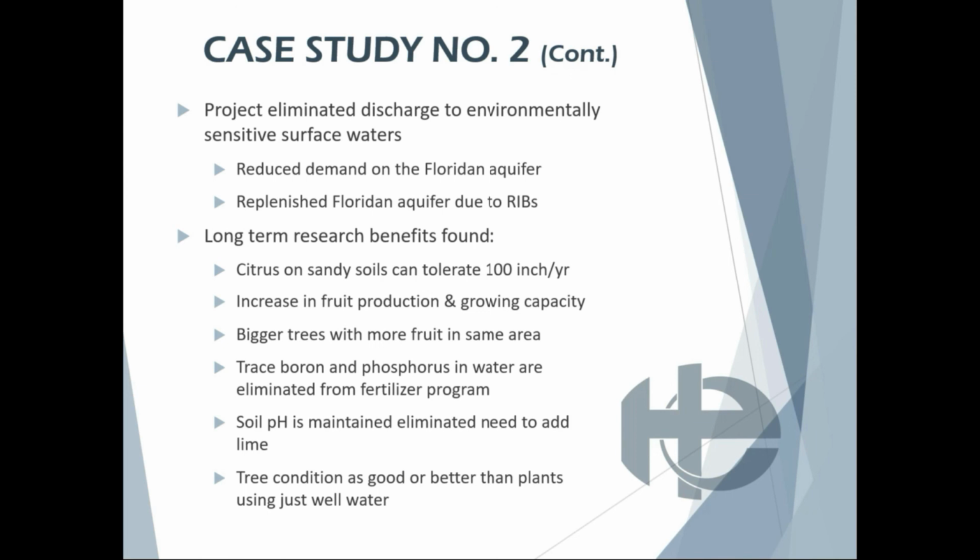The long-term research found that citrus, with the type of soils that are present there, could tolerate up to 100 inches per year of application, so they could reuse a lot of that wastewater. They saw increased fruit production and growing capacity as a consequence of reusing that wastewater. The trees were bigger, the fruit was bigger compared to adjacent areas where it is not reusing the wastewater. When they looked at the analysis of the wastewater, there were trace amounts of boron and phosphorus, which allowed them to essentially eliminate a fertilizer program. This wastewater reuse had enough of the nutrients necessary that it was allowing the citrus trees to thrive.